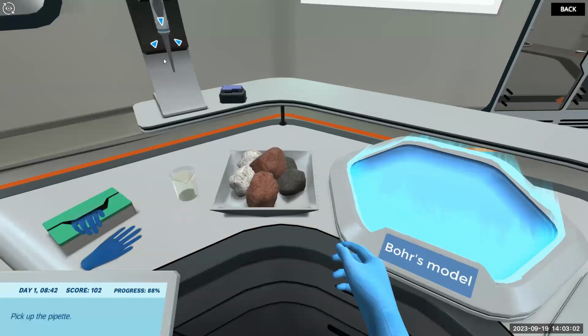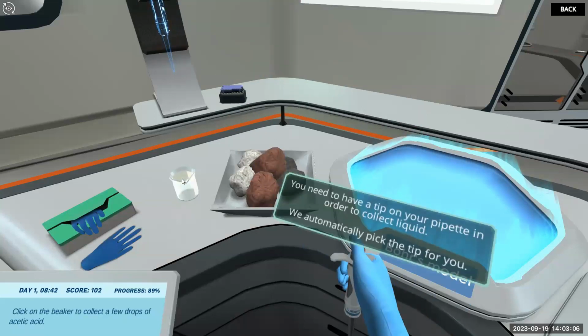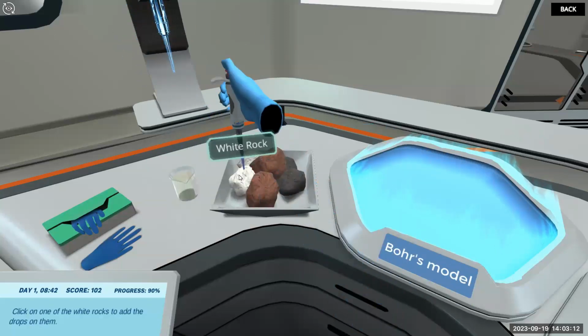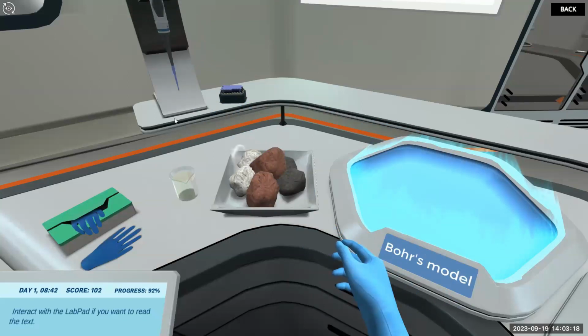Pick up the pipette. Click on the beaker to collect a few drops of acetic acid. You need to have a tip on your pipette. Click on one of the white rocks to add the drops on them. Leave the pipette on the stand. There is some gas coming out of your white rocks and it looks as if a reaction took place on its surface. Shouldn't this be done in a fume hood?